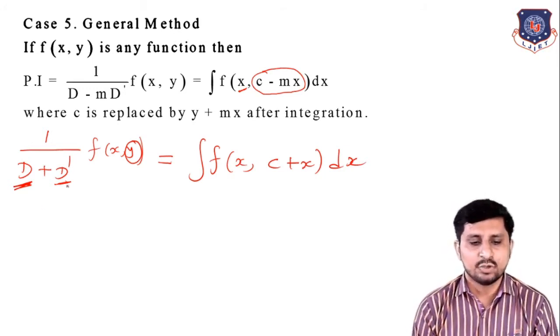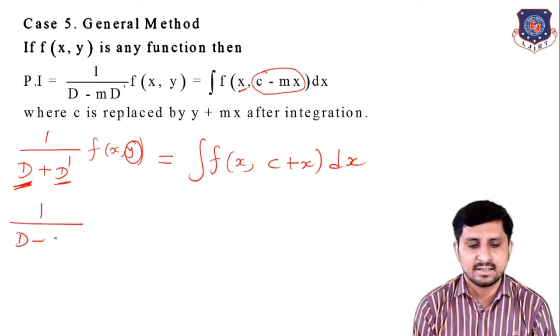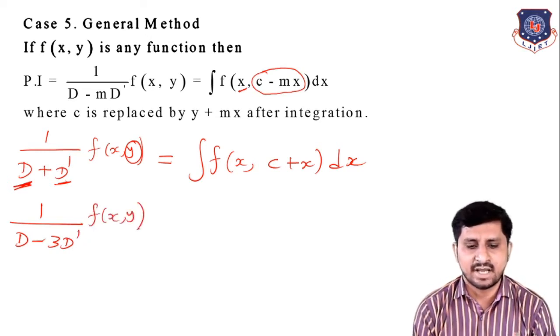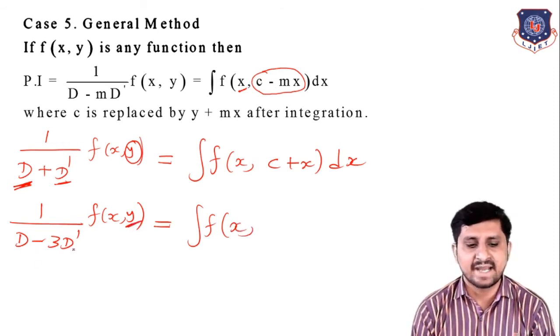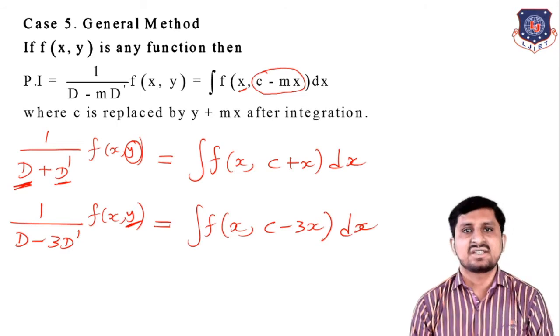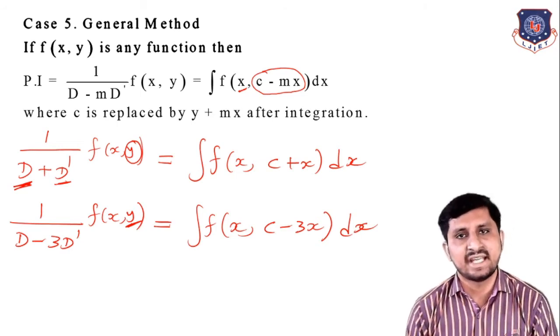Now suppose 1 upon D minus 3 D dash on some function f of x y. Then how can you operate? Integration of f of x is as it is, but instead of y you have to write c minus 3x. So try to understand this rule very carefully.